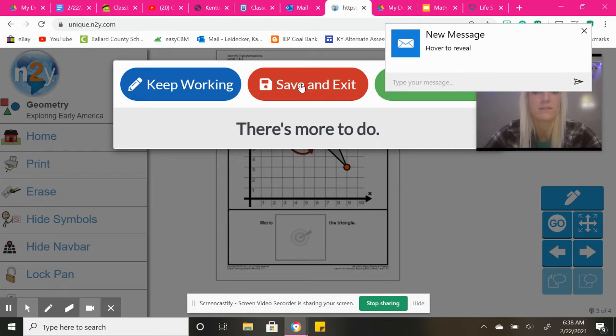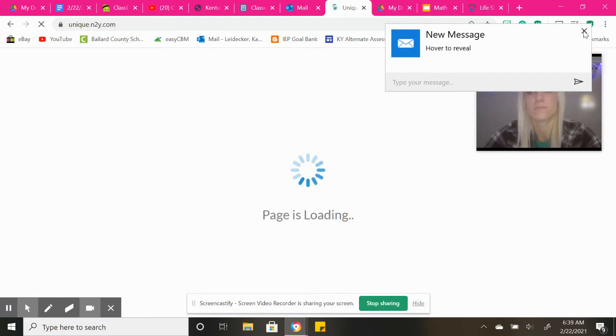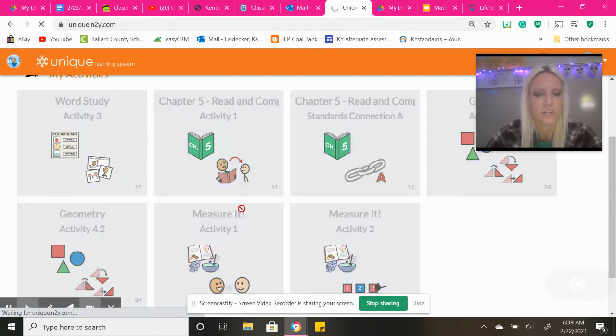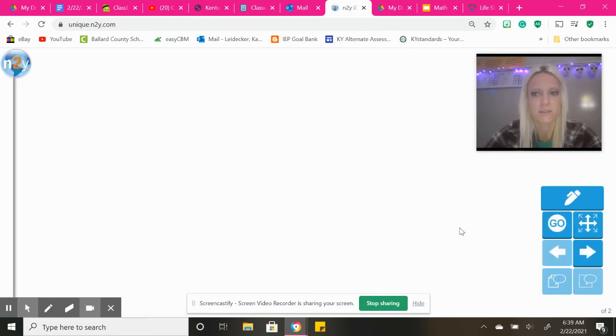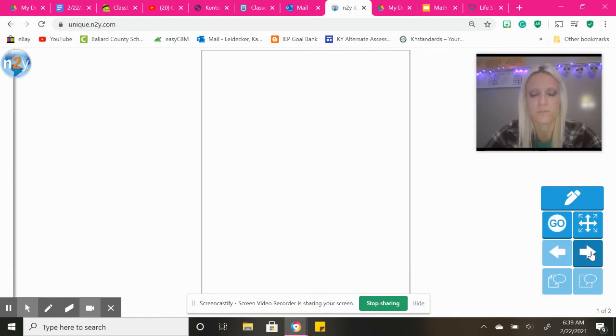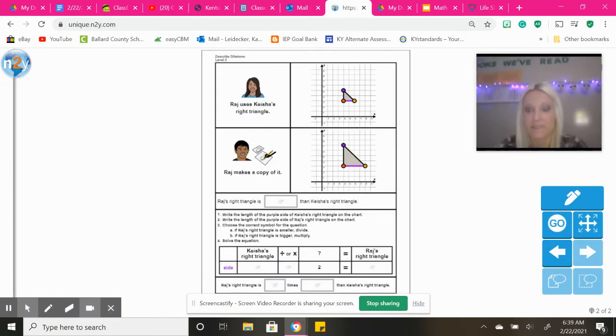Save and exit. Okay, and then your next geometry box. Again, it looks like the same transformation notes. Okay, so here, let's work on this one together.